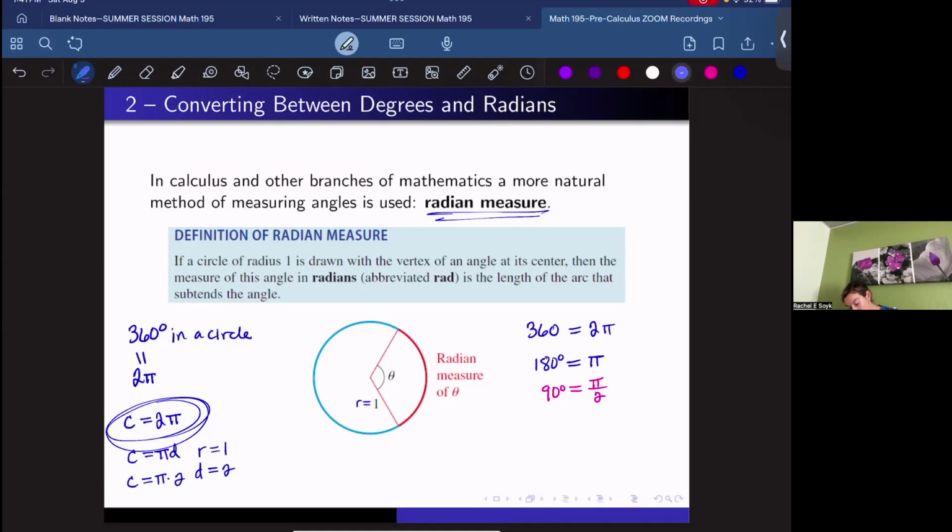Okay, well, what about a quarter of pi? Well, what's half of 90? 45. So pi over 4 radians, right? These are all radians here. Is 45 degrees. Let's go back to pi, which is 180.